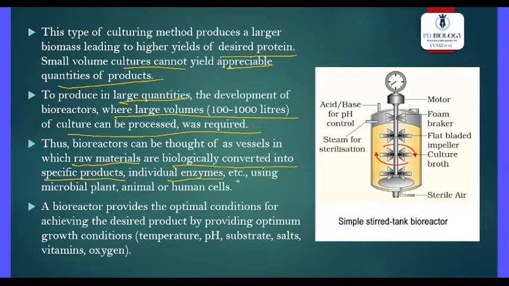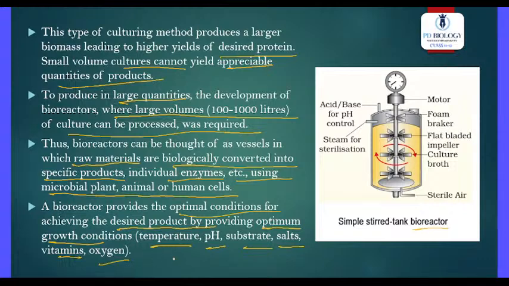Individual enzymes, etc., are produced using microbial, plant, animal, or human cells. So this is the bioreactor diagram. See the different parts of the bioreactor that provide the optimal conditions for achieving the desired product. Every optimal growth condition is provided: the temperature, the pH, the substrate, the salts, the vitamins and oxygen should all be at optimal levels.